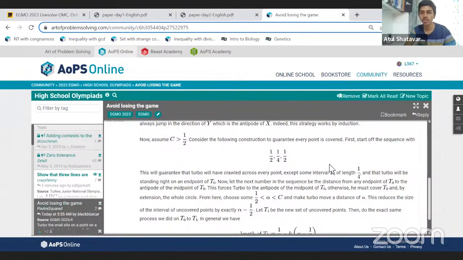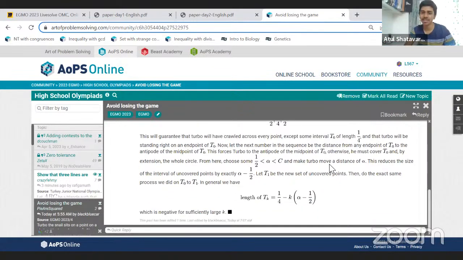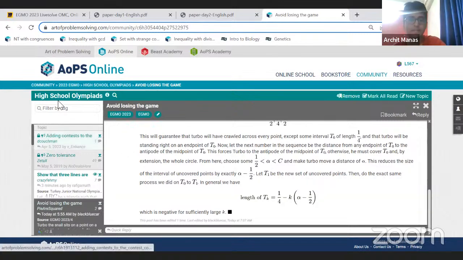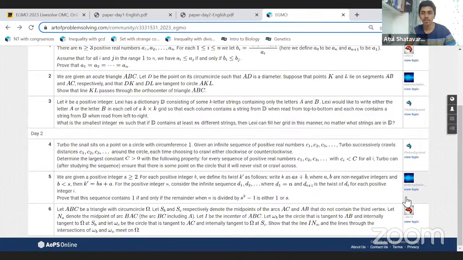Product across every point except some interval. Next number will be the distance from it. No, he's just doing a complicated solution. Yeah, this looks a bit complicated, probably the same thing at the end. He eventually covers everything except a quarter circle, and then he does some stuff which I don't understand. Looks like he's just doing half alpha after doing the thing. Not sure. He is moving alpha at some point. Whatever.